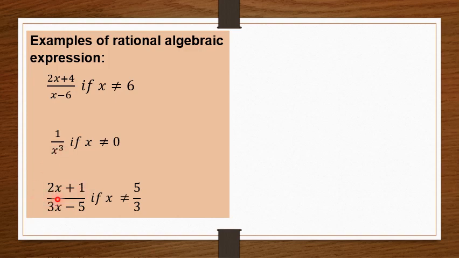(2x plus 1) over (3x minus 5), if x is not equal to 5 over 3. When we substitute 5 over 3 for x and multiply it by 3, it becomes 5, so 5 minus 5 becomes 0. These are non-permissible values because the denominator becomes 0. So these are examples of rational algebraic expressions.